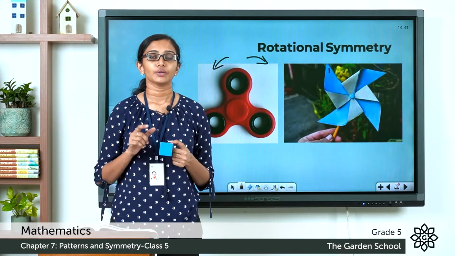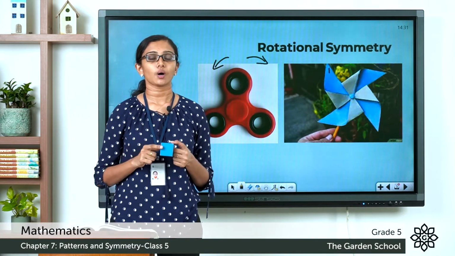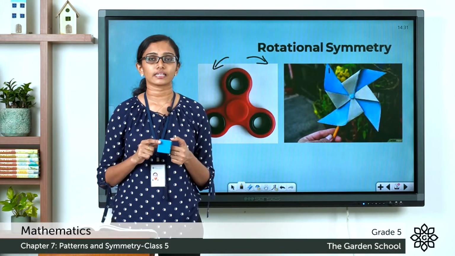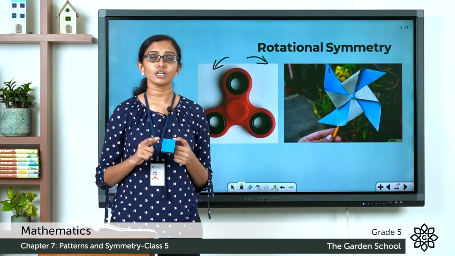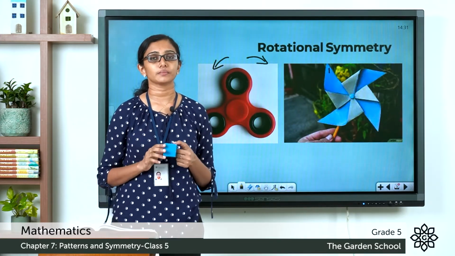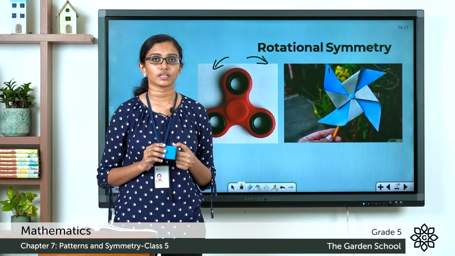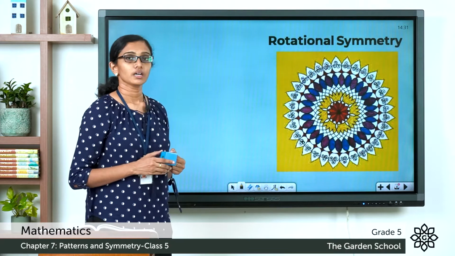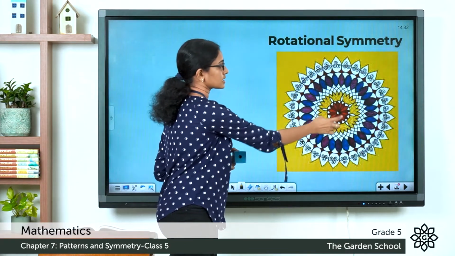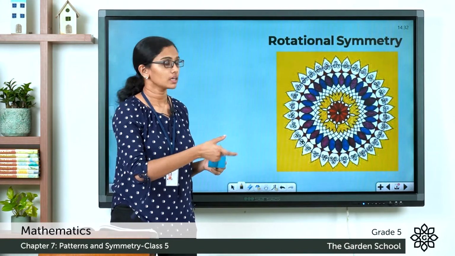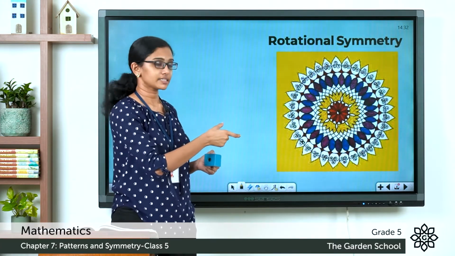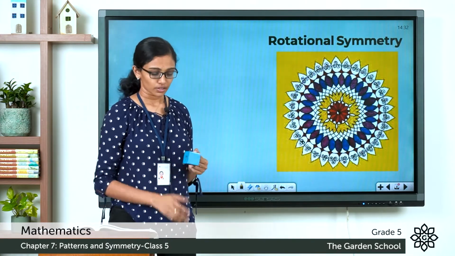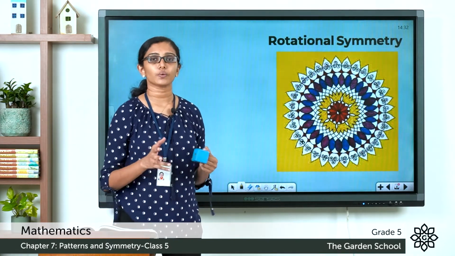So you see, you can rotate an object or image about a fixed point or on its own axis, and the rotated image can still look the same as the first image. That's called rotational symmetry. We'll see one more example. You see this beautiful Rangoli design here. You are turning this about this center point. Will it look the same? When you turn it around, many times you'll see it will look exactly the same as the first image. So that is also an example of rotational symmetry.